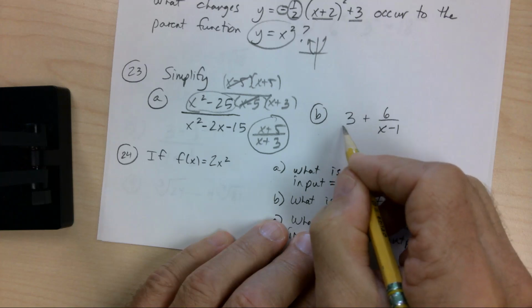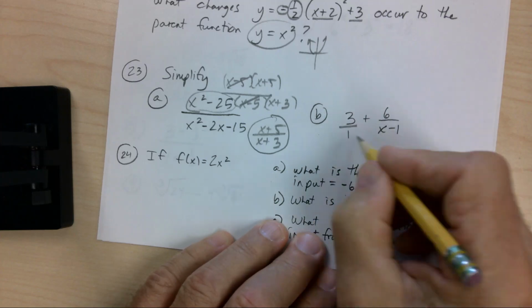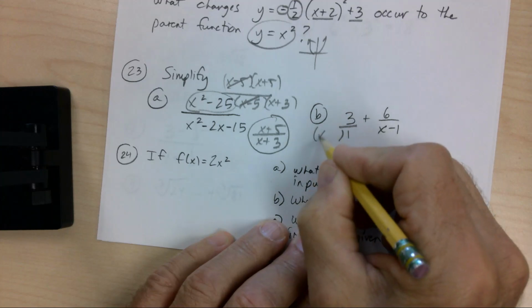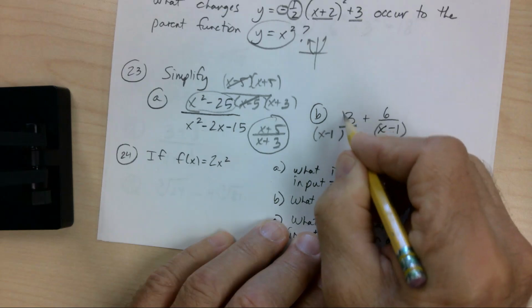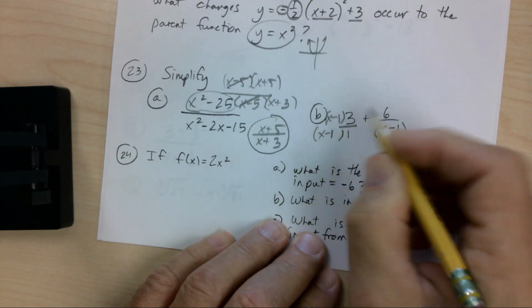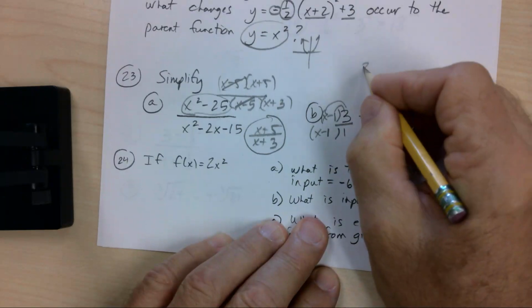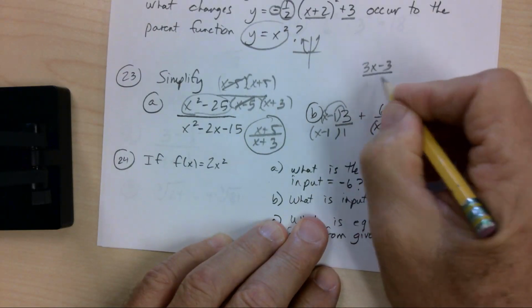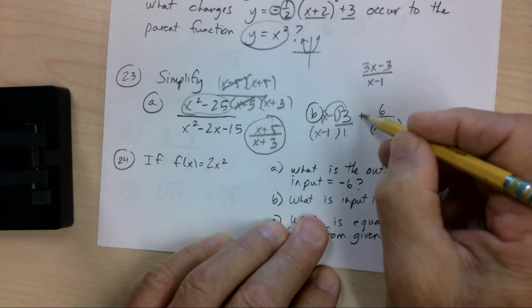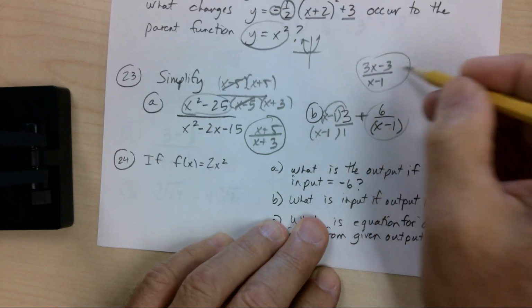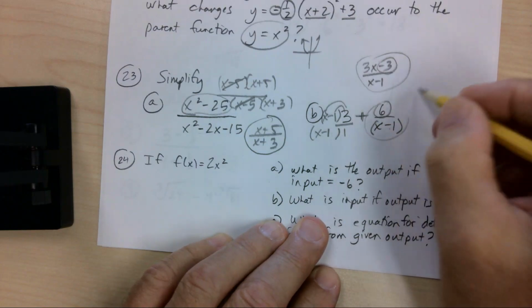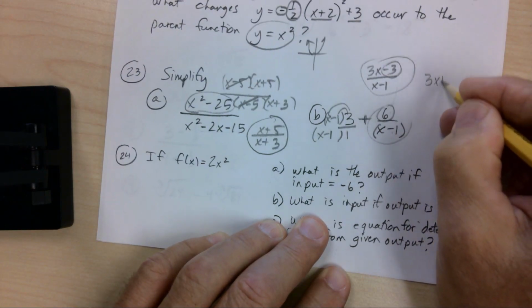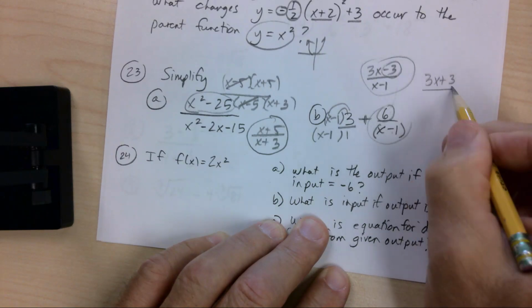This one, got to have common denominators. So this is really over 1. So I'm going to multiply this by x minus 1 to obtain the same denominator. I got to multiply that by x minus 1. So distribute. 3x minus 3 all over x minus 1 plus this. So I can see I'm going to add this to this. So that'd be 3. So I get 3x plus 3 all over x minus 1.